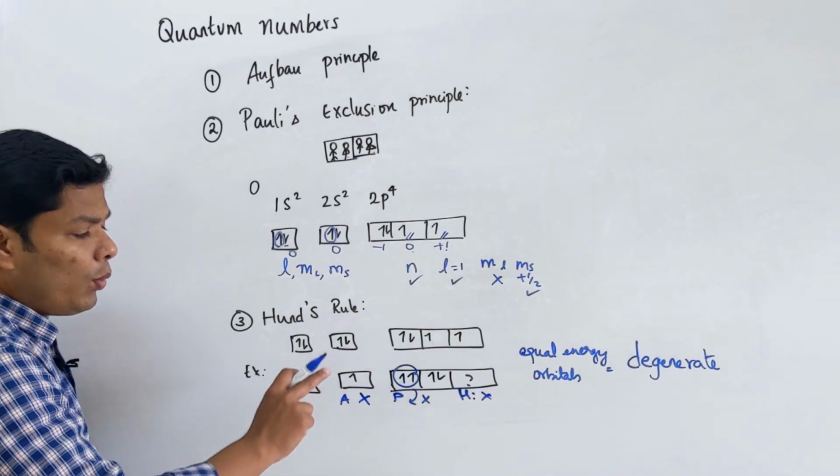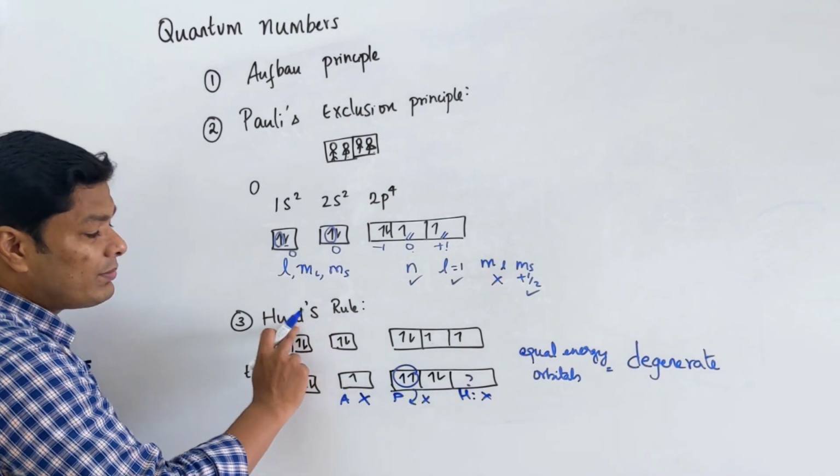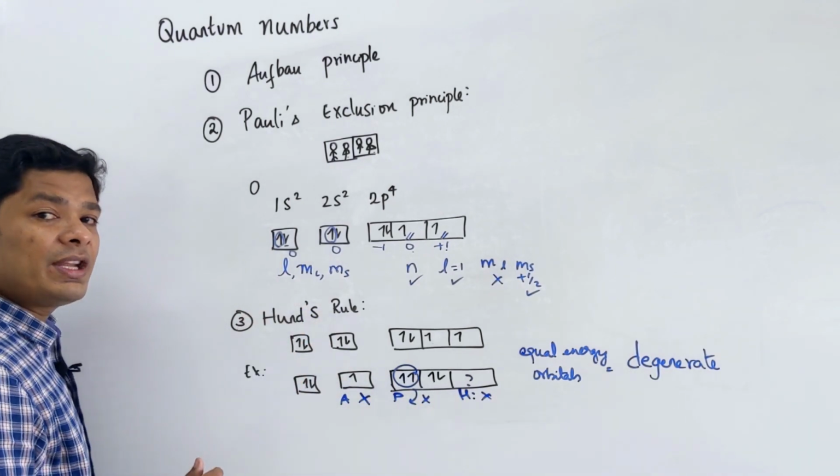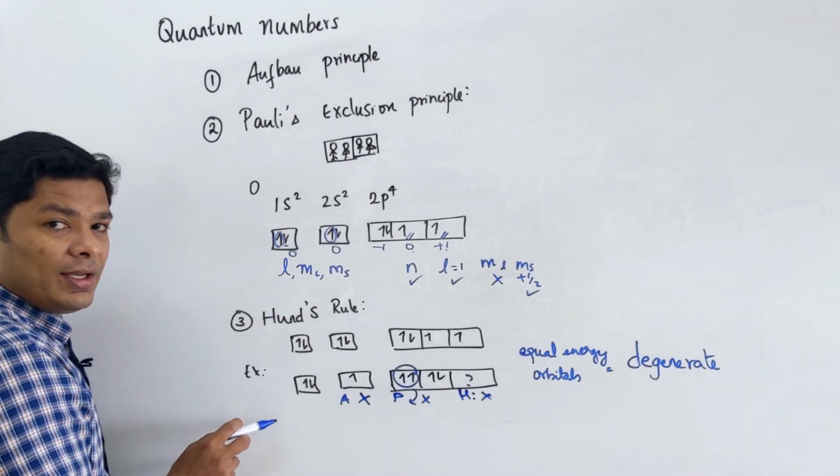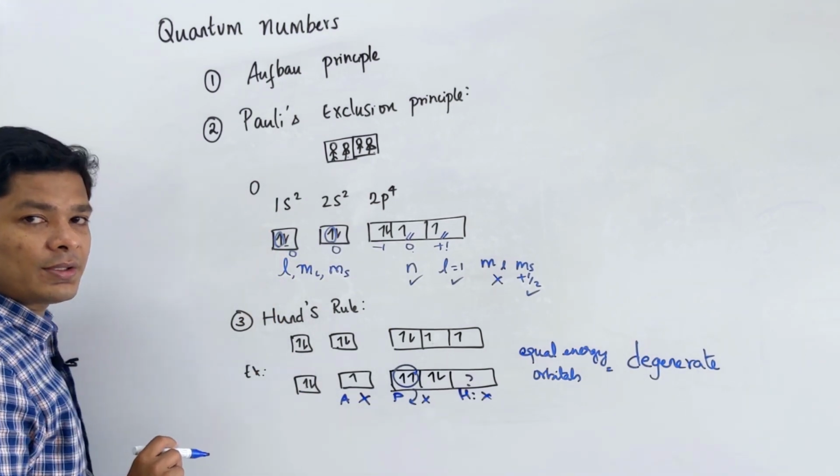Alright, now why should I put one electron each? Maximum multiplicity you are going to see, based on stability, pretty soon. Okay, so make sure that you understand each of them very clearly so that you can answer questions based on this.